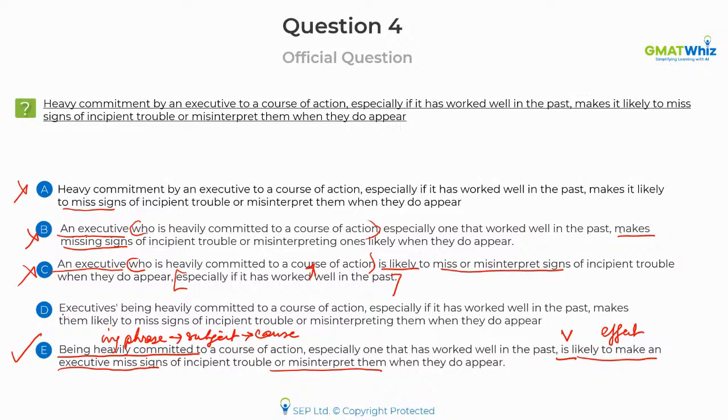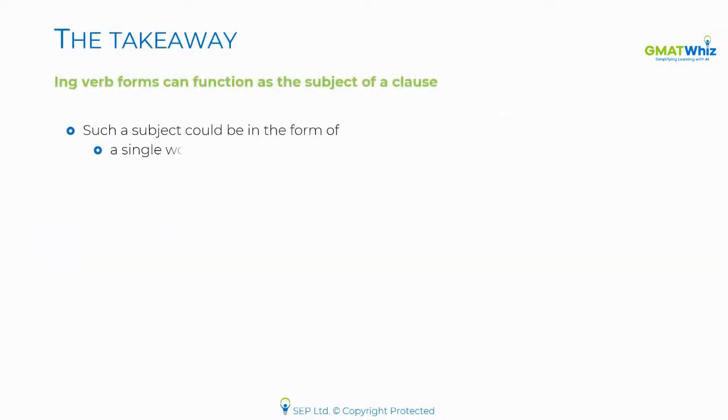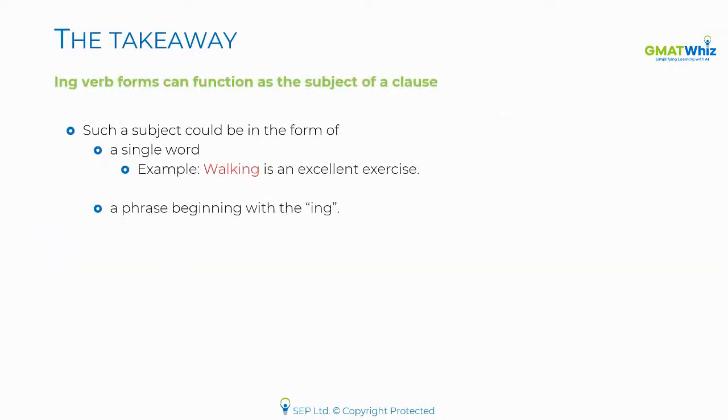In D, "executives being heavily committed," and then when we are saying "makes," is very awkward, very wrong, very wordy. "Makes them": who is this "them"? We don't have any antecedent for them. So the takeaway from this very simply was that the ing can be used as the subject of a clause. It can be a single word: "Walking is an excellent exercise." It can be a phrase: "Walking with friends is an enjoyable experience," like we had "being heavily committed."